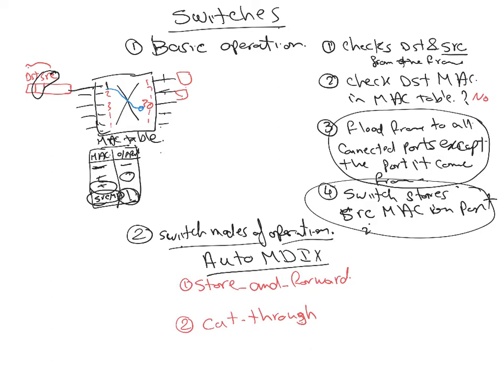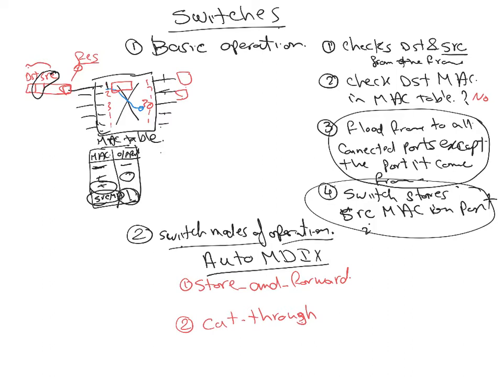The store and forward switch will store the entire frame inside the switch. Then through hardware, it has to read the entire frame. So it reads the destination and the source, and it reads the actual data, and it goes all the way to the last field, which is called the frame check sequence. Then it uses the frame check sequence to make sure that the frame has no error.